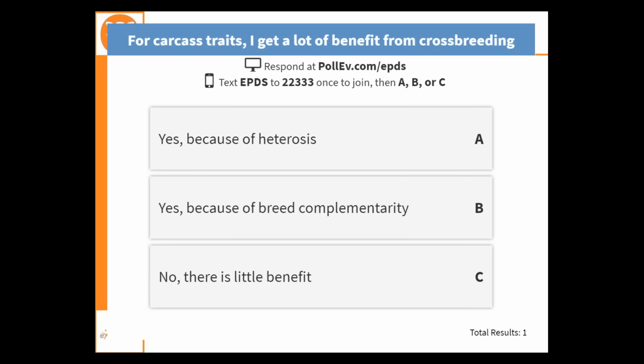So if you think that's true, this is a poll question for our audience. Yes, we see improvements due to crossbreeding because of heterosis, or do we see it because of breed complementarity, or so putting breeds together that make sense in our crossbreeding system, or lastly, that no, there's little benefit?